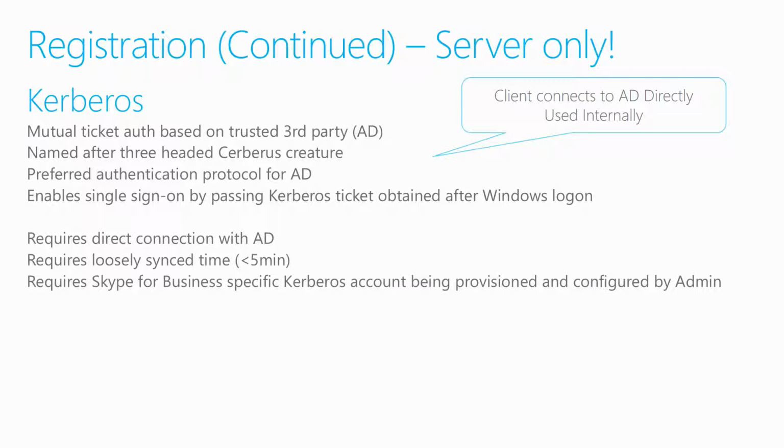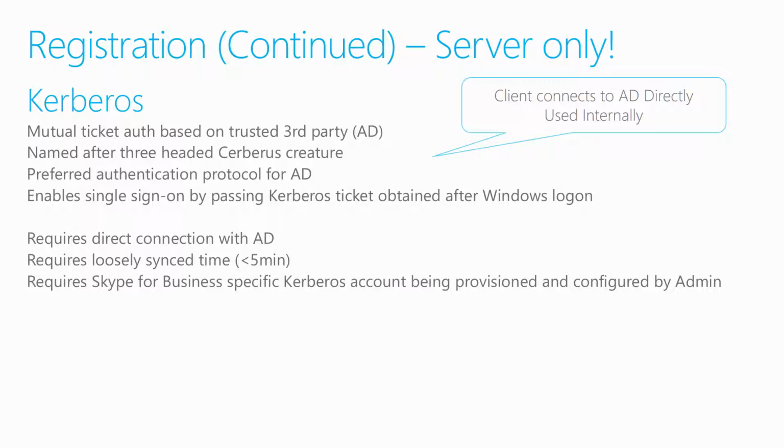So let's talk about Kerberos. This is only for Skype for Business Server. You wouldn't see that in the service, because in the service you will never connect directly to any Active Directory domain controllers. You will always be an external user. But the way it works is that it's a ticket authentication based method based on a trusted third party. This trusted third party is Active Directory, and the way it basically works is that when you sign in on your PC, the client goes to Active Directory, gets a Kerberos ticket, and with that Kerberos ticket it can then later on authenticate against other services like Skype for Business.